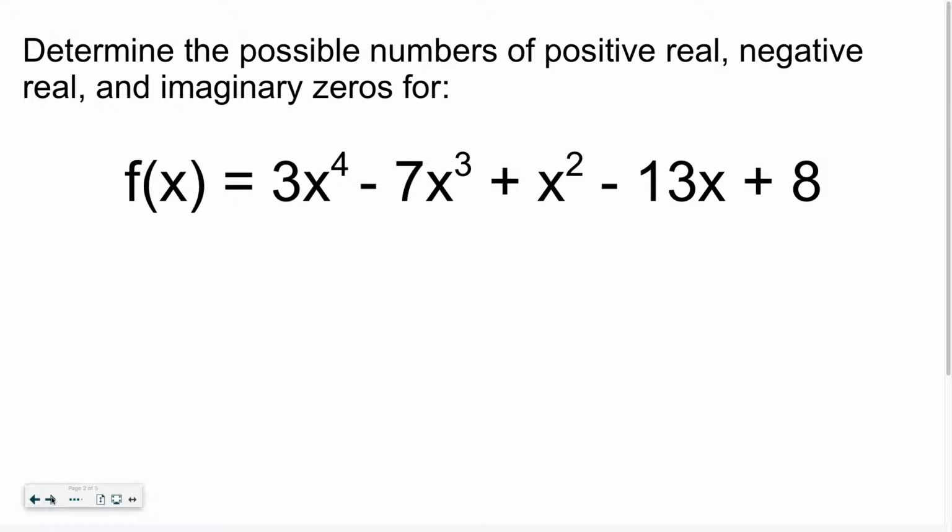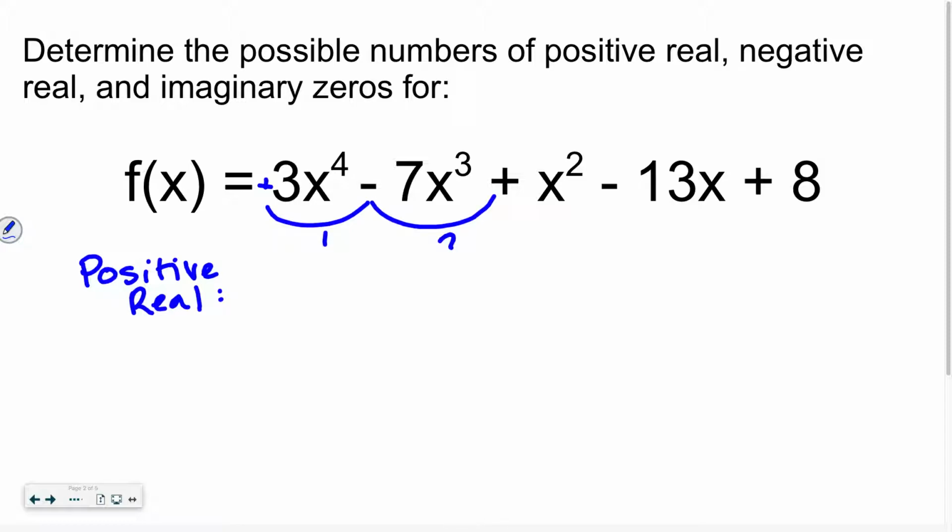Okay, so I'm going to start with the positive reals. And positive real is an easy one to do because you use the function that's given to you. So just look from term to term and count your sign changes. 3x to the fourth is positive. And then we switch to a negative. So there's 1, 2, 3, 4. So we would have 4, 2, or 0. We don't know which one it is. We just know it's one of those.